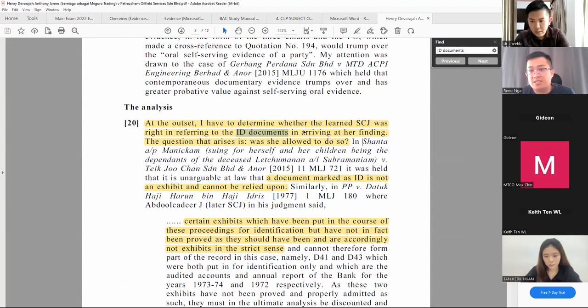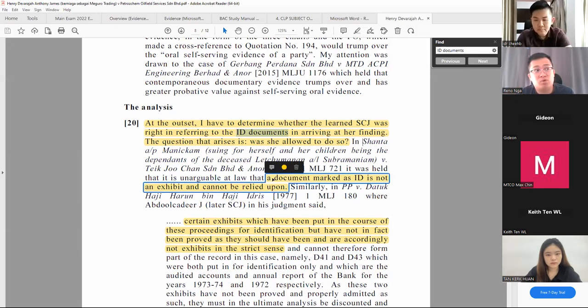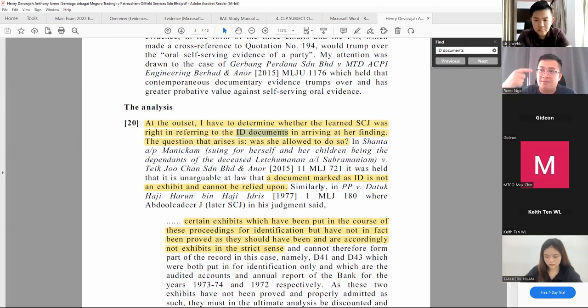So, basically, this is an appeal case. The judge asks itself, I have to determine whether the learned SCJ, SCJ means sessions court judge, was right in referring to the ID document in arriving at her finding. The question arises is, was she allowed to do so? So let me jump to this highlighted part. A document marked as ID is not an exhibit. Like I said, exhibit means although in part C we challenge the content and the authenticity, after you convince the court to accept, we call it an exhibit.